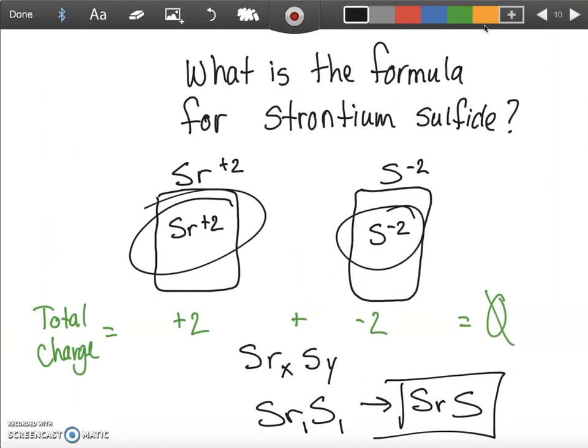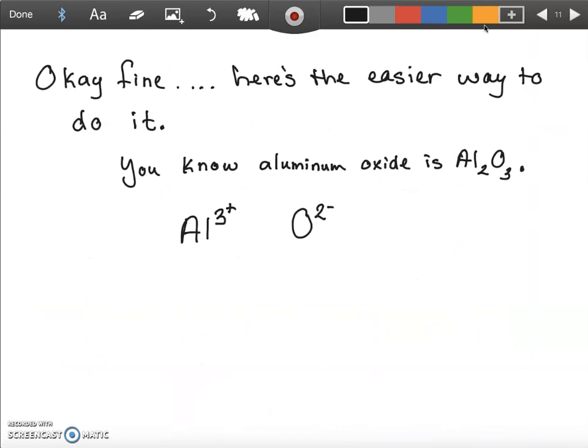There is actually a much easier way to figuring out these formulas, but I did have to go through the principle first, okay? Here's the easy way. It's also known as the crisscross method. You guys already know that aluminum oxide is Al2O3. And you already know that aluminum contributes a +3 charge and oxygen contributes a -2 charge. You might notice that these numbers right here are actually the switched charges.